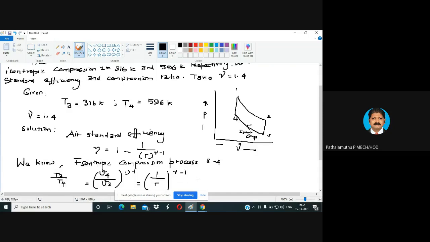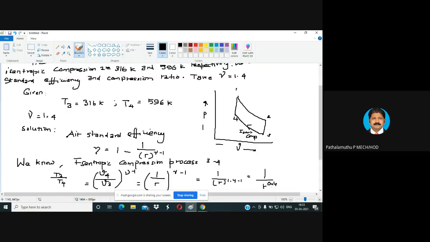Gamma equal to 1.4, therefore 1 by R power 1.4 minus 1, so 1 by R power 0.4. So R power 0.4 equal to T4 by T3.